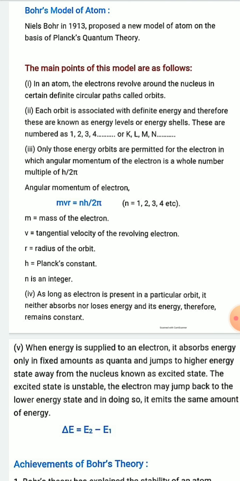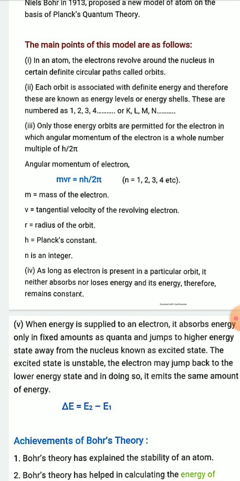So for the allowed or permitted orbit, according to Bohr's atomic model, the angular momentum of the electron, that is mvr, must be a whole number multiple of h by 2 pi. That is, mvr is equal to nh by 2 pi, where n is a whole number multiple, n is an integer. So mvr is equal to nh by 2 pi.